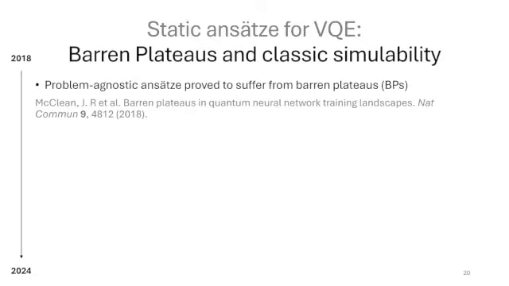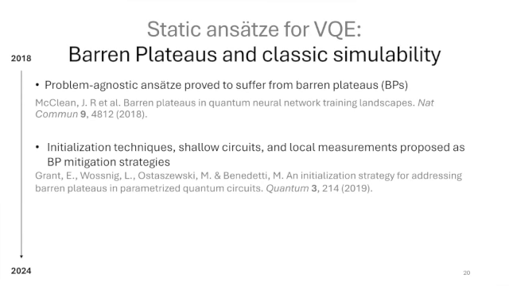So the cost of training the circuit and obtaining the solution is exponential with the system size, meaning that it quickly becomes intractable to optimize the parameters. Following this, there were many strategies to mitigate the problem, such as initialization techniques, keeping circuits shallow, or reducing the locality of the observables, that were shown to improve the trainability.